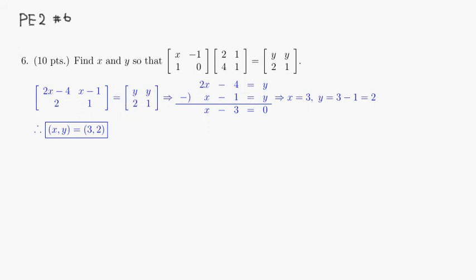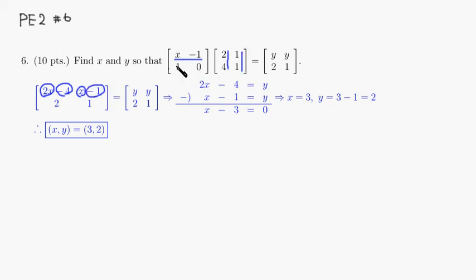Remember, when you do a matrix multiplication, you always do row by column. So first row times first column: x times 2 is 2x, plus negative 1 times positive 4, so negative 4. Then the first row and the second column: x times 1 is x, and negative 1 times 1 gives you negative 1.